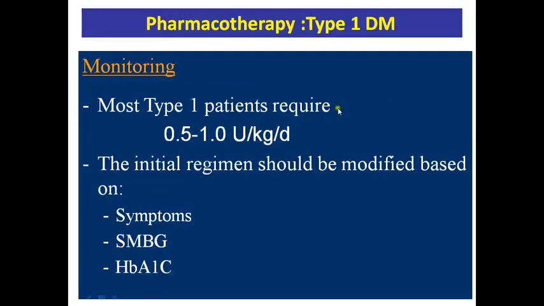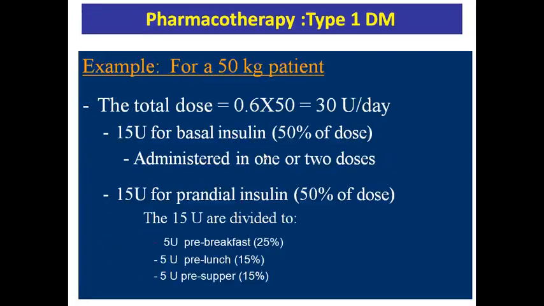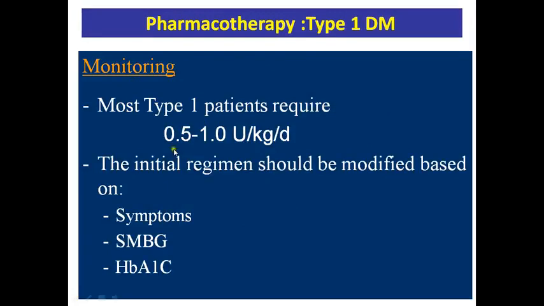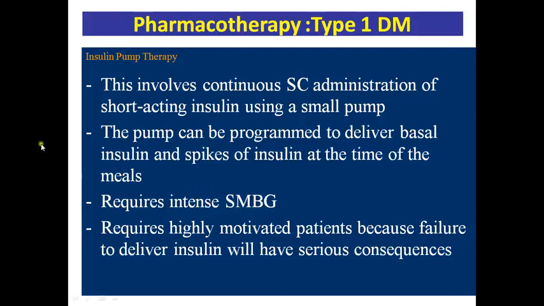So for monitoring, a type 1 patient requires 0.5 to 1 unit per kg per day. Most type 1 patients will require this much insulin. So you calculated it by 0.6, but you might need to bring it down to 0.5 unit per kg per day. The range is between 0.5 to 1, and it is modified depending on the symptoms of the patient, the blood glucose monitoring the patient is doing, and the HbA1c of the patient. According to that, you can decrease or increase the dose of the prandial or the long acting insulin.